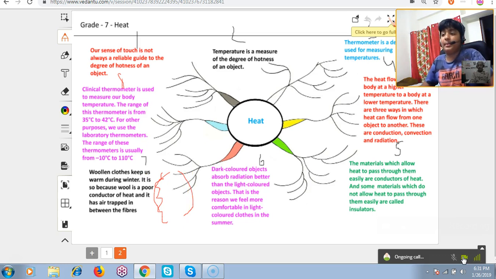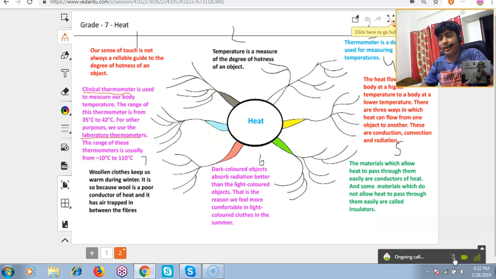And now for the eighth and final point, I told you that we'll be learning two different thermometers, the clinical thermometer and the laboratory thermometer. A clinical thermometer is used to measure our body temperature. The range of this thermometer is 35 Celsius to 42 Celsius. This is a special thermometer, only used for measuring our body temperature. It is used mainly in hospitals and in pharmacies. For other purposes we may use the laboratory thermometer.